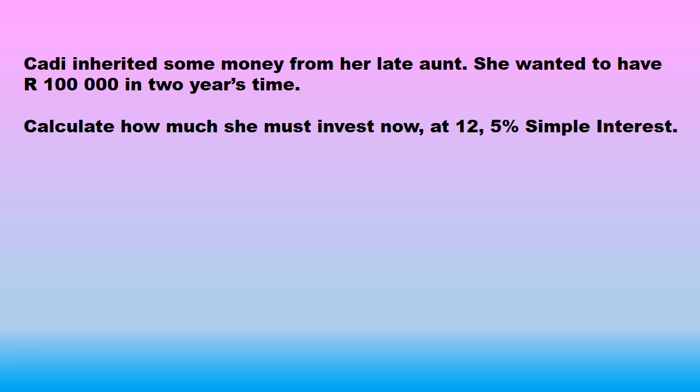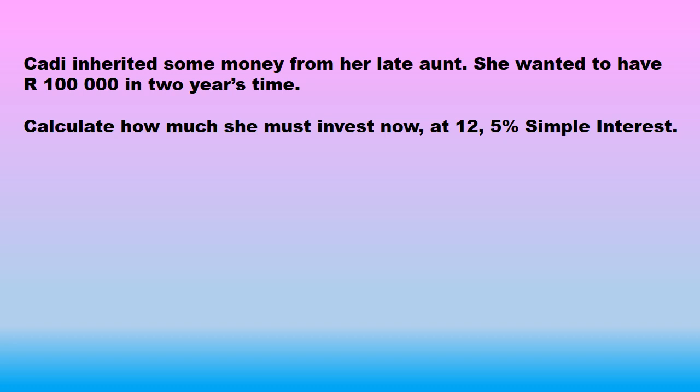Katie inherited some money from her late aunt. She wanted to have 100,000 Rand in 2 years' time. So she has money to invest, but she just wants to know how much of it must she invest to get out 100,000 Rand at the end of 2 years. Okay, so now they say calculate how much she must invest now at 12.5% simple interest.